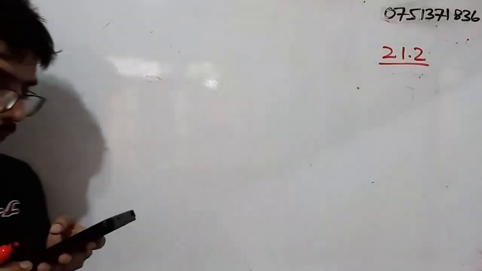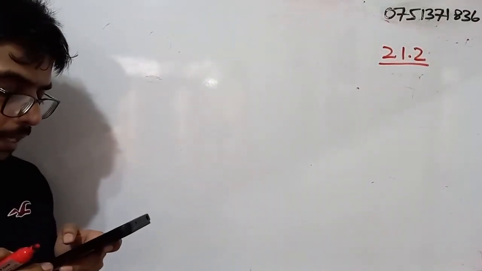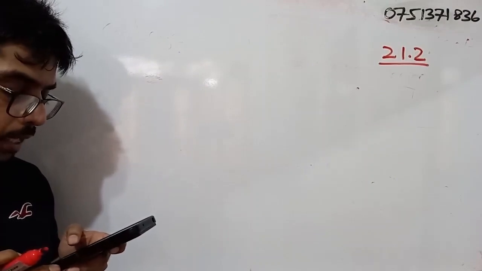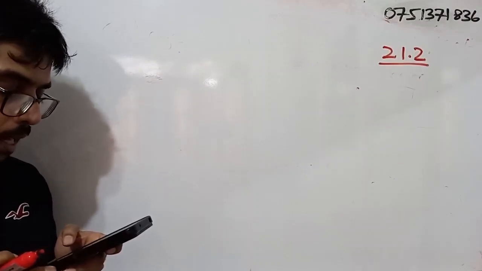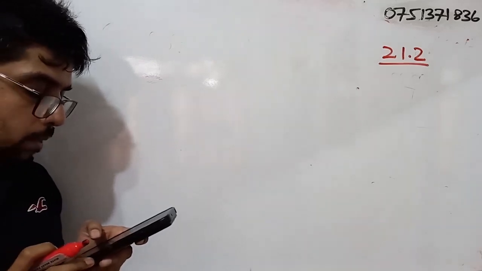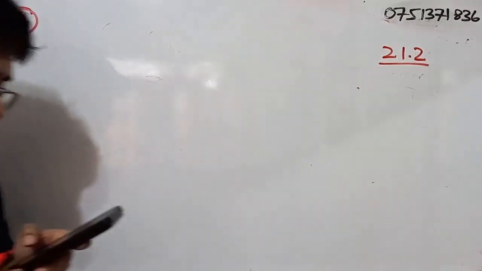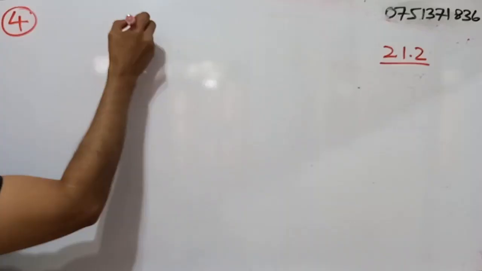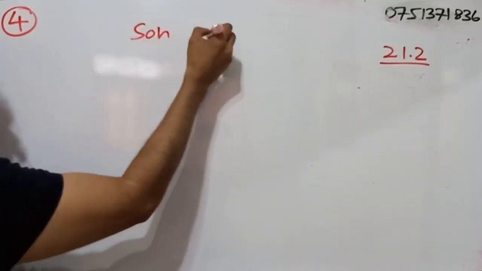Question number 4. A landowner divides his land of 1,800 square meters between his son and his daughter in the ratio 5 to 3. How much of the land does the son receive? Right? So we have the son and the daughter.